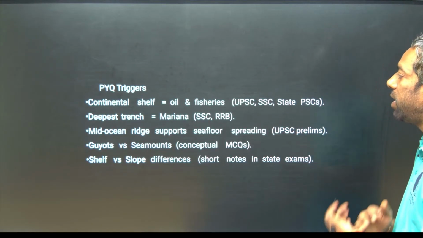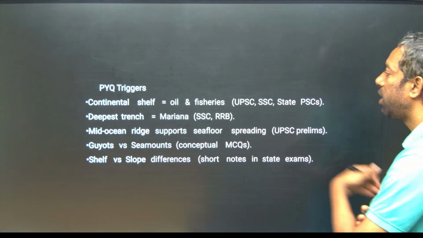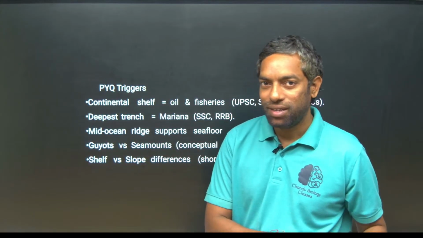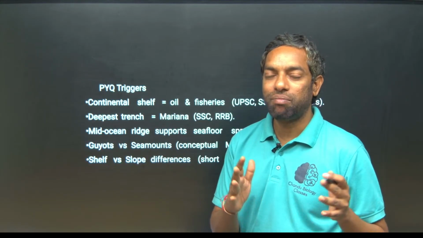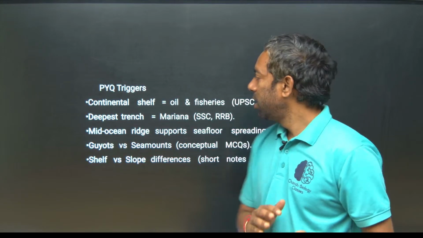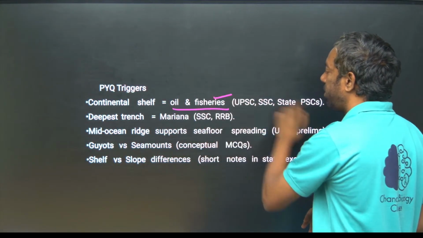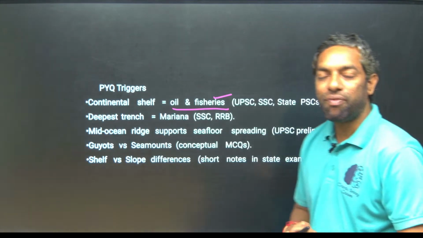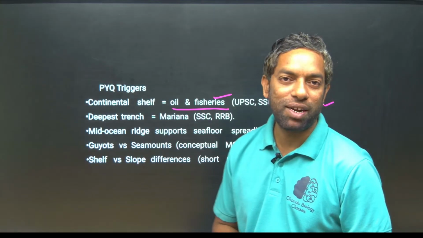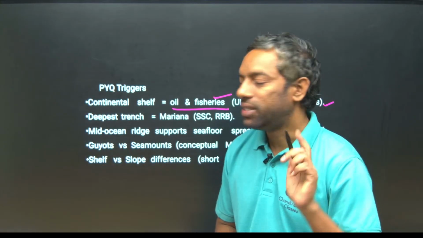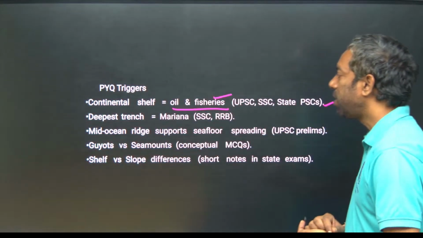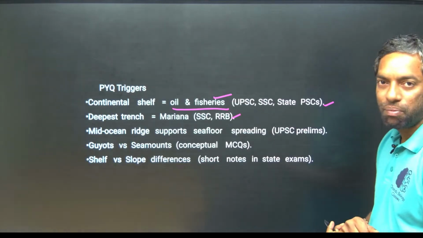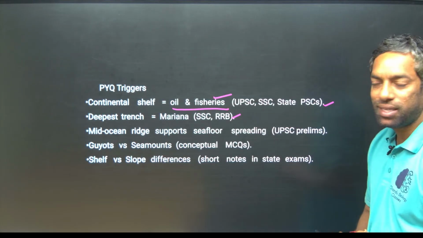PYQs: continental shelf is where the mainland meets the ocean. That is the place mainly for fish harbors, oil and fisheries. They did ask in the previous year exam: which one of the following ocean floors is suitable for oil and fisheries? Continental shelf. Deep trench is the Mariana Trench, 11,003 meters, guys. That was previously an RRB SSC question.